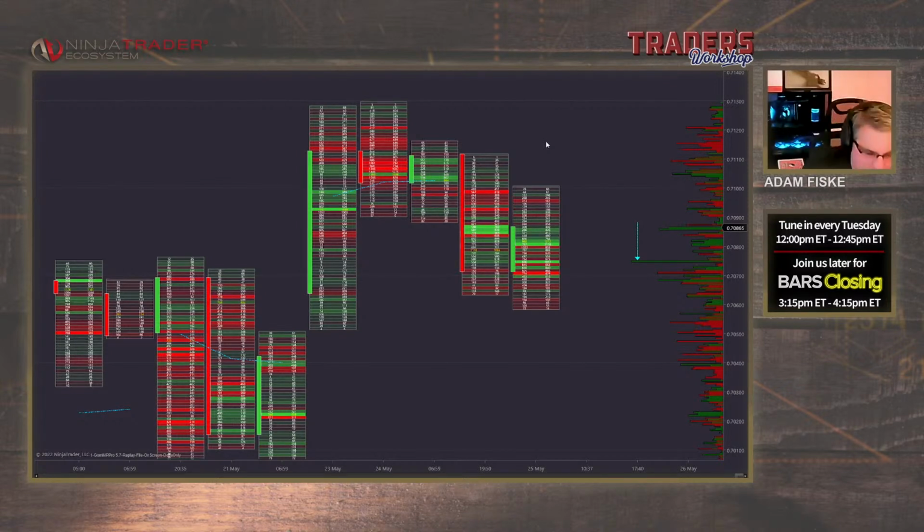So one of the things about Ninja that I love is the fact that it's got a replay function. Because when you're developing a playbook trade, you need to get so good at identifying the nuances in it that you're not picking up the fake playbook trades. Does that make sense?